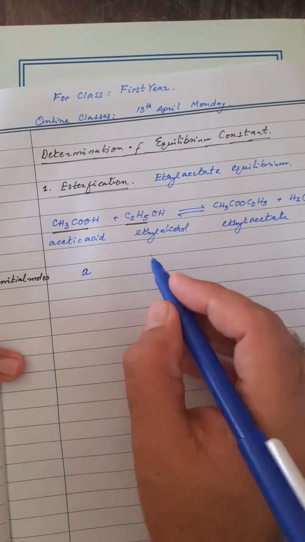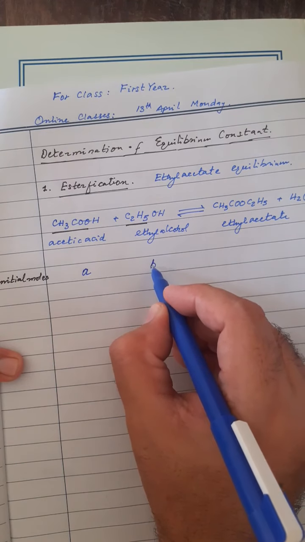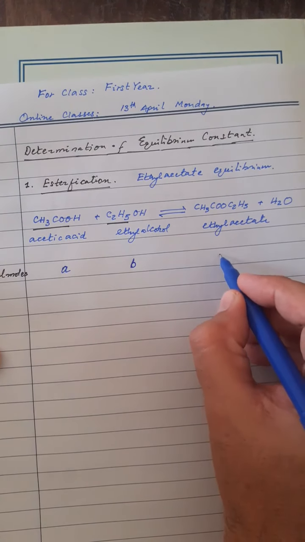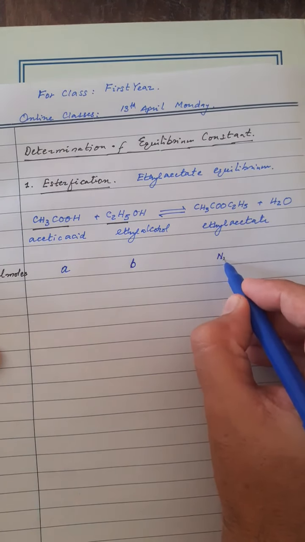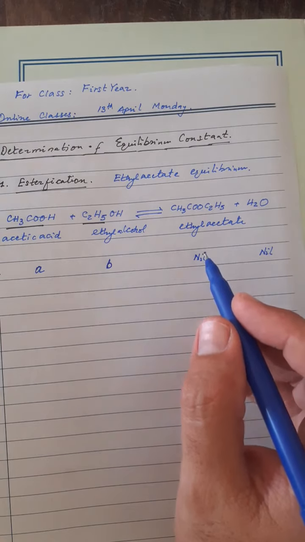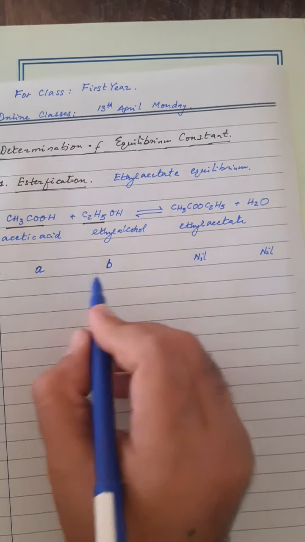In the beginning of the reaction, let us suppose you take A mole of acetic acid and B mole of ethyl alcohol. Since it is the beginning, neither the ester nor the water forms. These are the moles at the initial state, or you can say initial moles. All right. Now this A and B can be different.